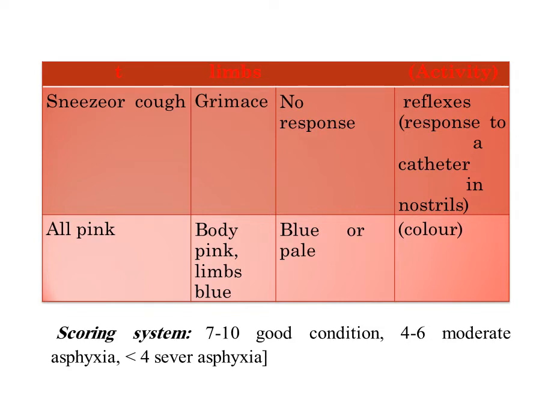Reflexes: 0 no response, 1 grimace, 2 sneeze or cough. Color: 0 blue or pale, 1 body pink with limbs blue, 2 all pink. Scoring system: 7 to 10 good condition, 4 to 6 moderate asphyxia, less than 4 severe asphyxia.